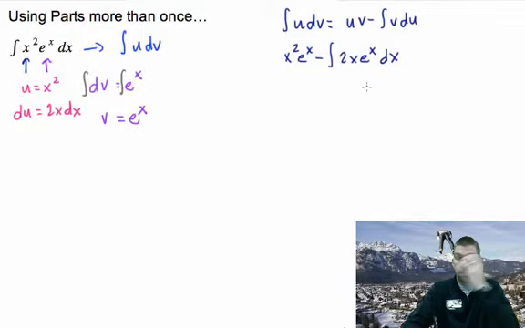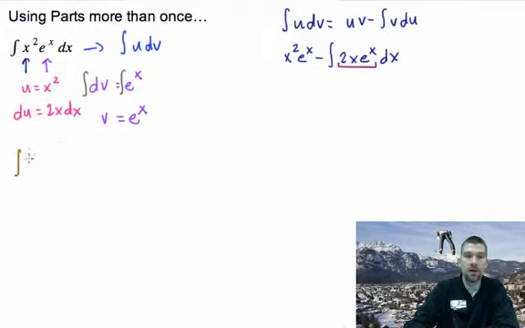All right. I'm going to have to do parts again. How come? Because this guy right here doesn't integrate to something that we already know. Okay, he stays kind of complicated. So we're going to do parts again, and we're going to pick a u and a v again, and we're going to work with the integral of 2x e to the x dx, okay?